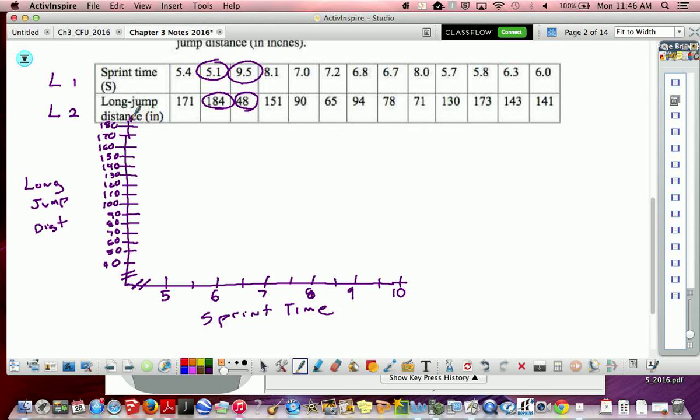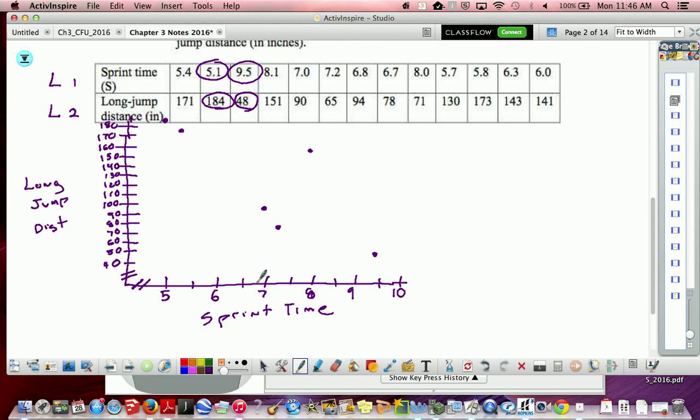So I go ahead and start plotting the points. So 5.4, 171. 5.1, 184, which was my highest. 9.5, 48. So I just take my time and I do each and every single point. 8.1, 151. 7.0, 90. 7.2, 65.